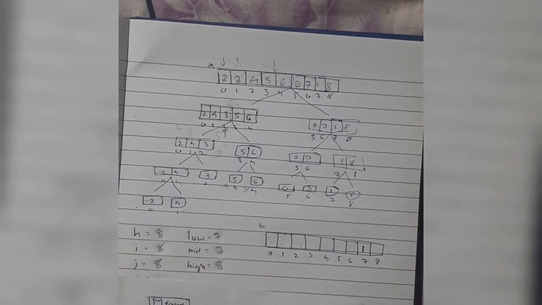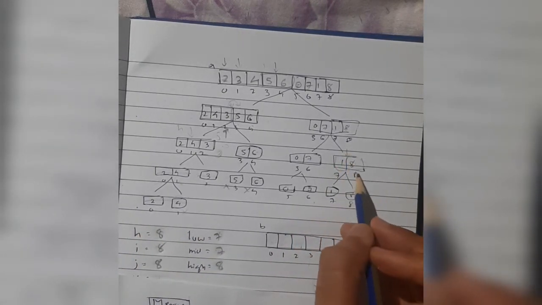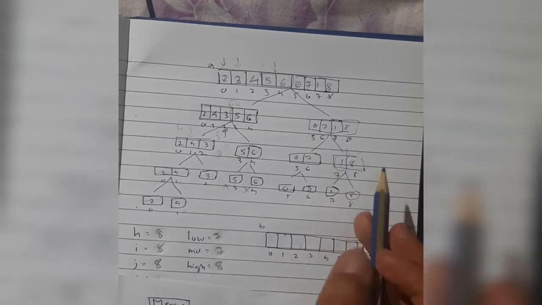H has crossed the mid. H has become greater than mid. That means in this line of code, h was here, h became 8. That means it has crossed here. So what we have to do, this element should be copied to b.